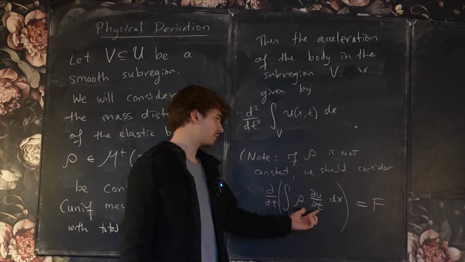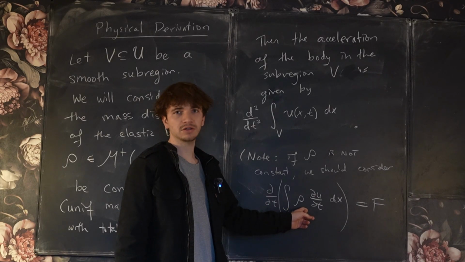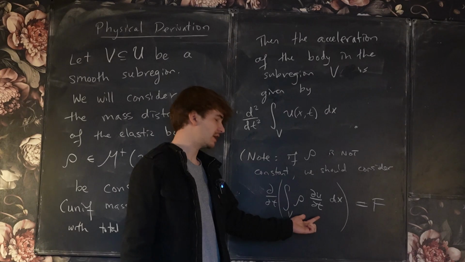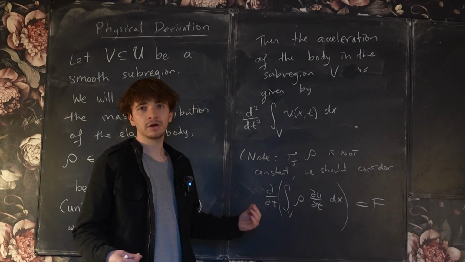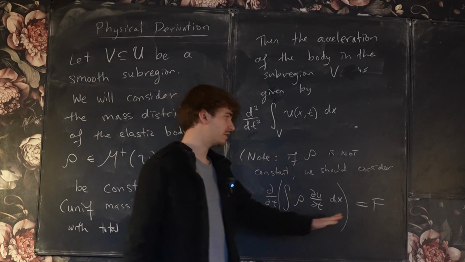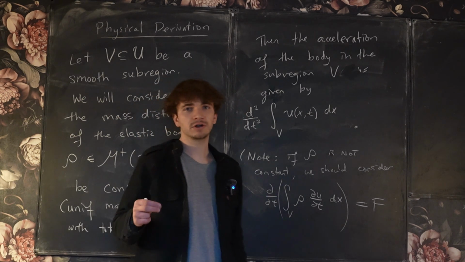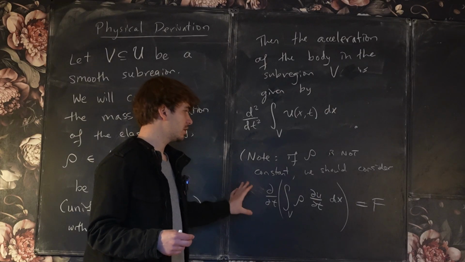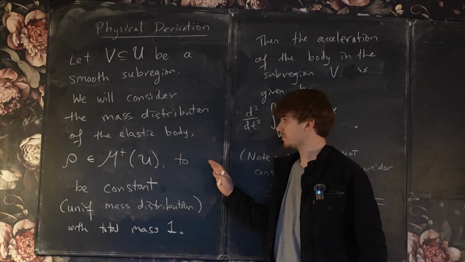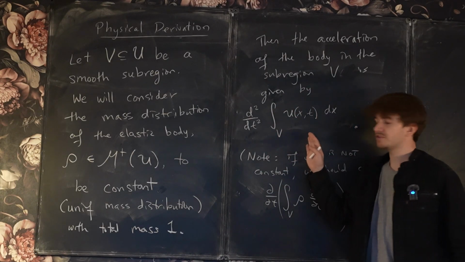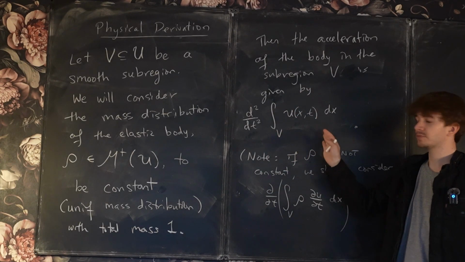And of course, this no longer requires a constant mass distribution because we're taking that into account with this momentum integral. And then we're going to take the time derivative of the momentum in the subregion V, and this will give us the force. So in a more nuanced treatment, this would be the approach, but when we assume a uniform mass distribution, then we're good to just consider the acceleration in the region in the following manner.